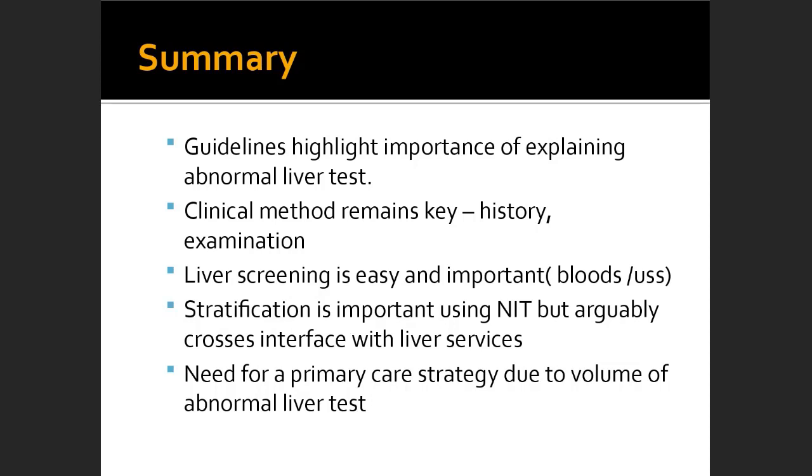Yes, it is. I think the problem is that people are living longer. People are fatter and more metabolic, and I think more people are having medication. I think that's probably the issue with abnormal liver tests.